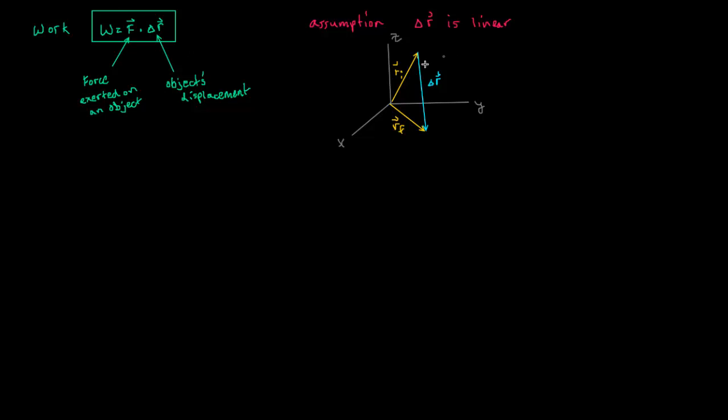And we ended the video talking about the assumptions that we're making when we write this equation down. And the major assumption that we are making here is that delta r, which is a vector, is linear. And sort of by its definition, it's the line between the two positions, right? The line between the starting and finishing dots.